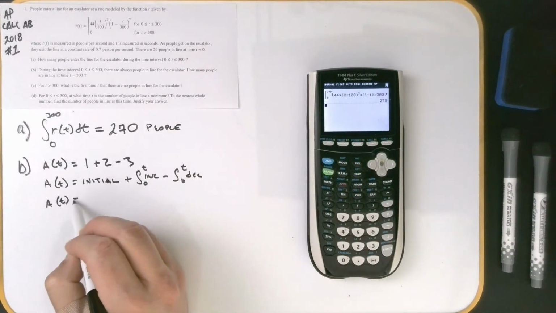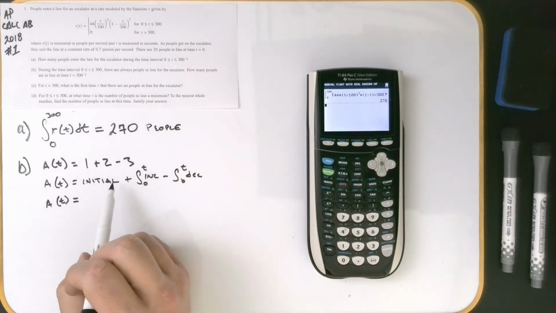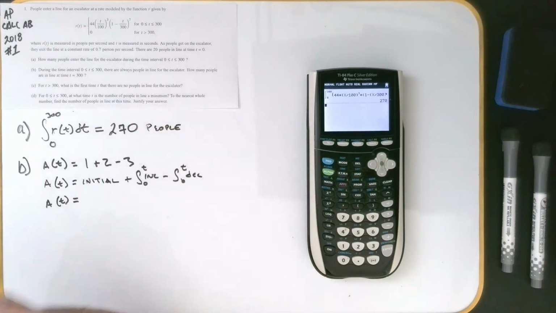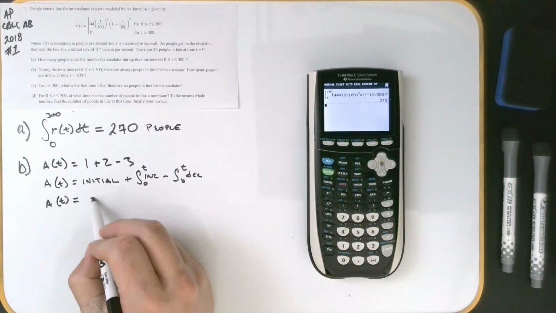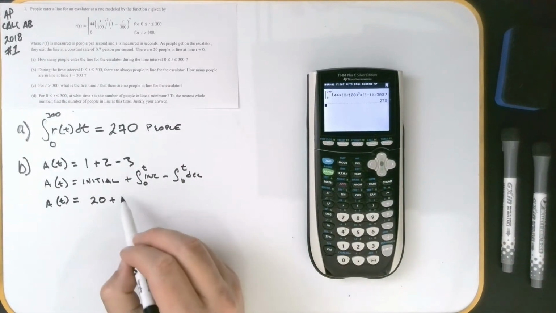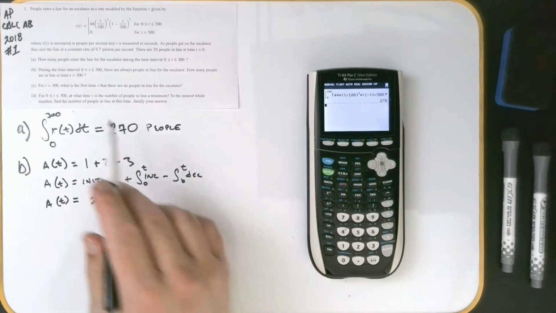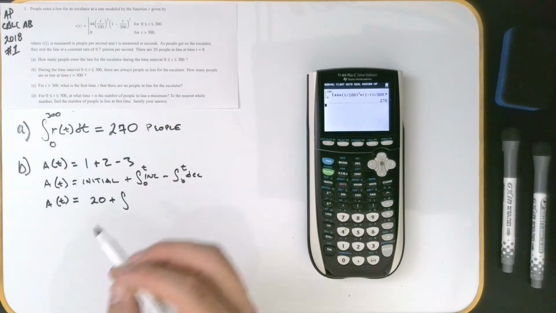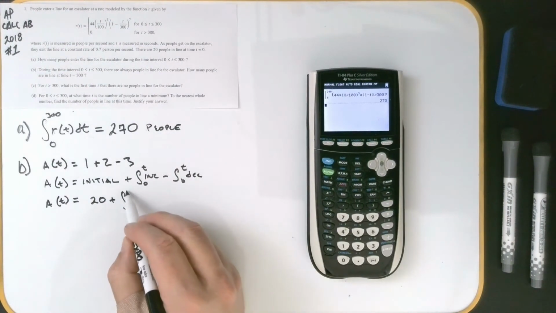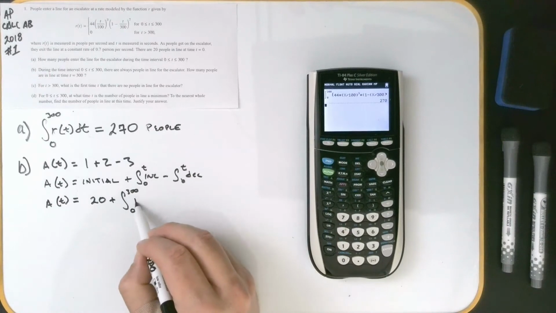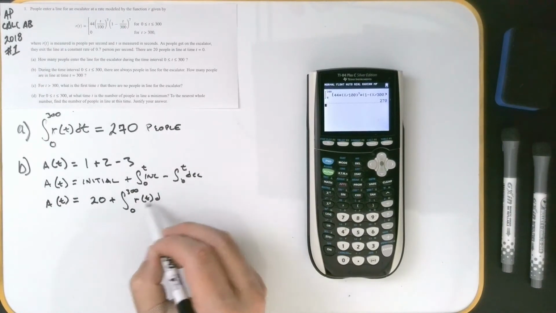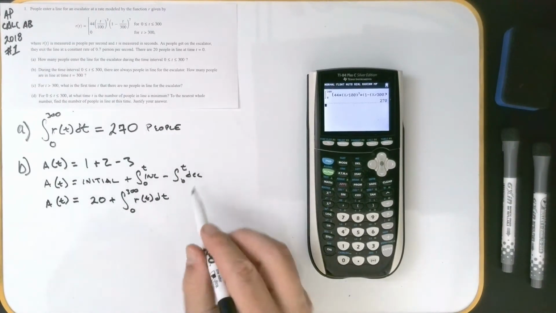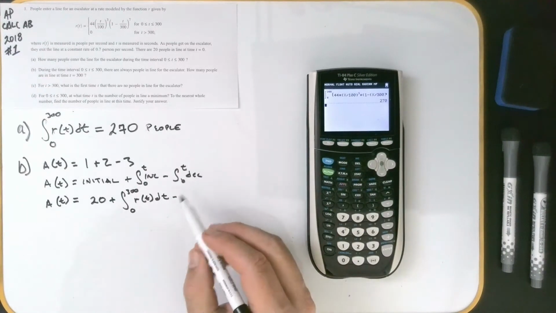So A of t is equal to, let's see if there was a hint in the problem for an initial amount. As we read through, and it's usually right at the end, sure enough, there it is. There are 20 people in line at t equals 0. So my initial amount is the 20 people in line. Now I'm going to integrate from 0 to 300, because they're asking how many people are in line at time t equals 300. So if we integrate from 0 to 300 the rate that people got in the line, and we actually already know this number from the prior problem, that's how many people were in the line, and now let's subtract how many people got off.